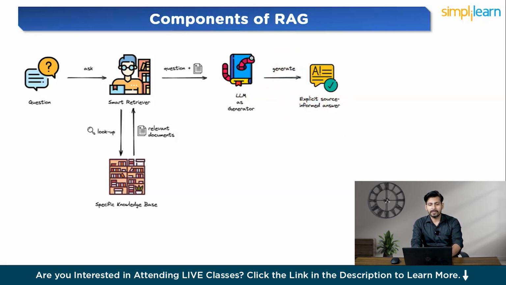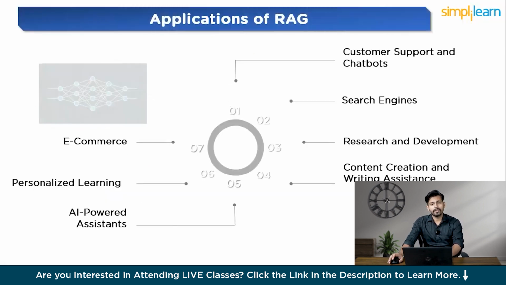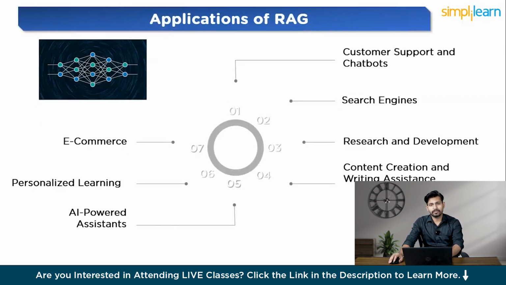Now let us take some key applications where RAG is playing a major role. The first one that we have here is customer support and chatbots. So RAG can power customer service bots that can provide accurate, up-to-date responses to customer queries. Instead of being limited to the pre-trained data, the model can retrieve the latest information from a company's internal knowledge base or a website, making it more effective in handling queries about new products, services, or policies.